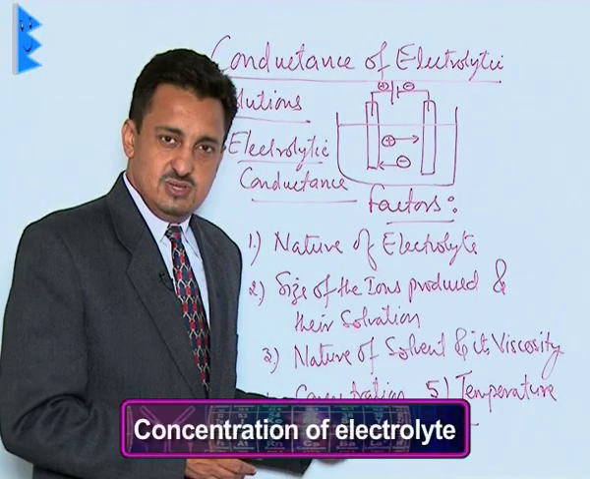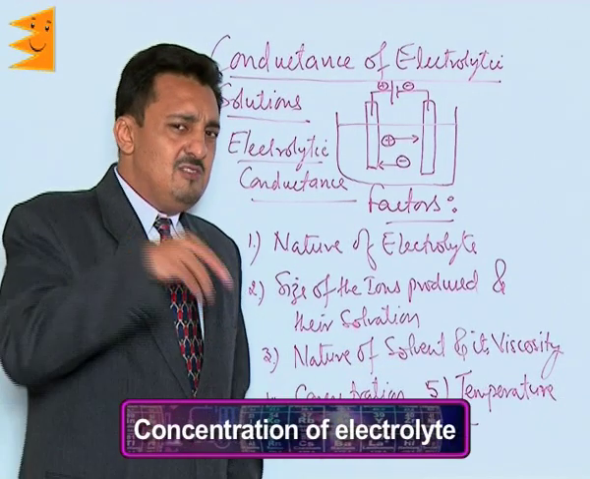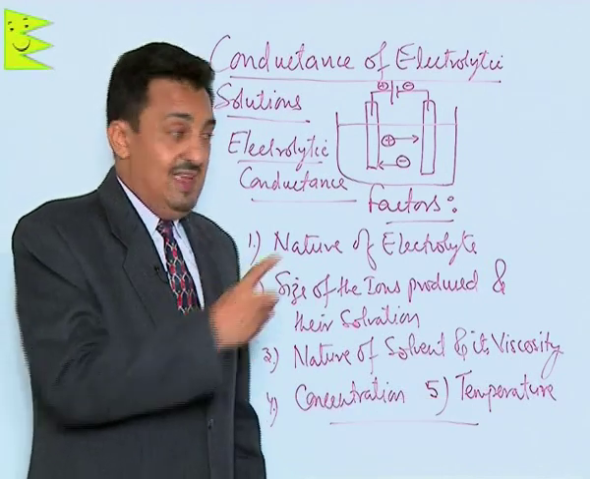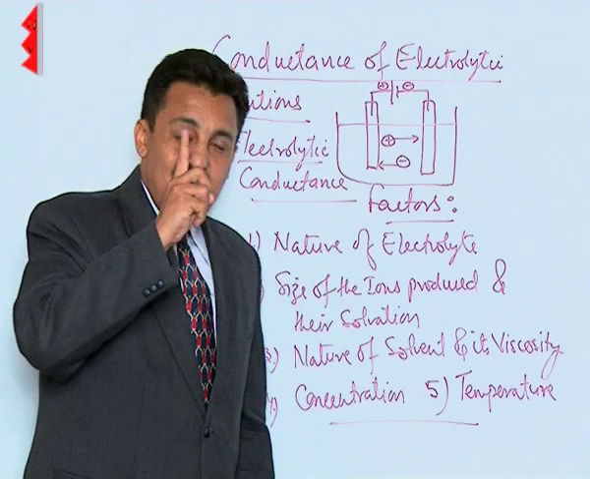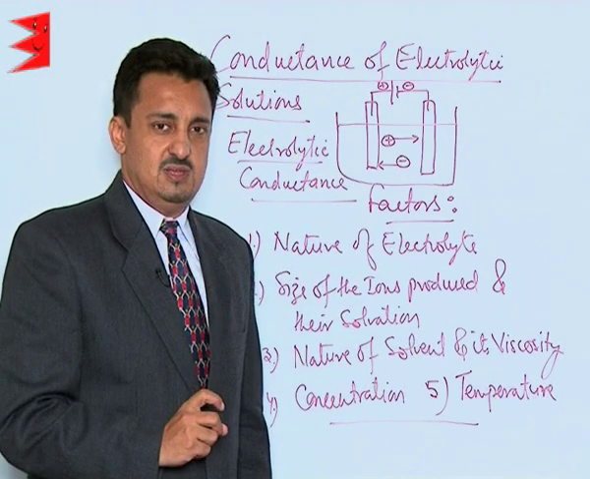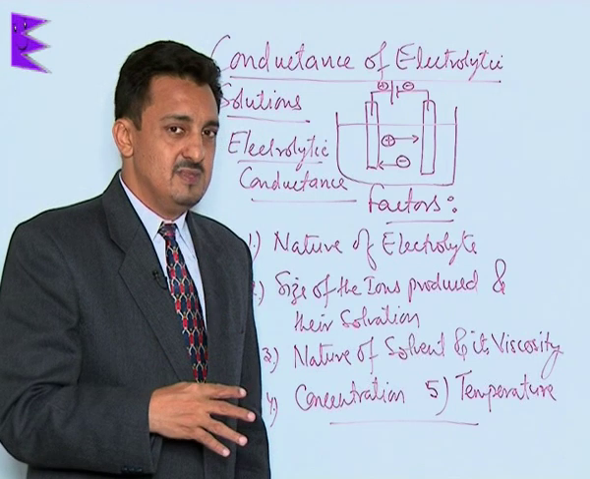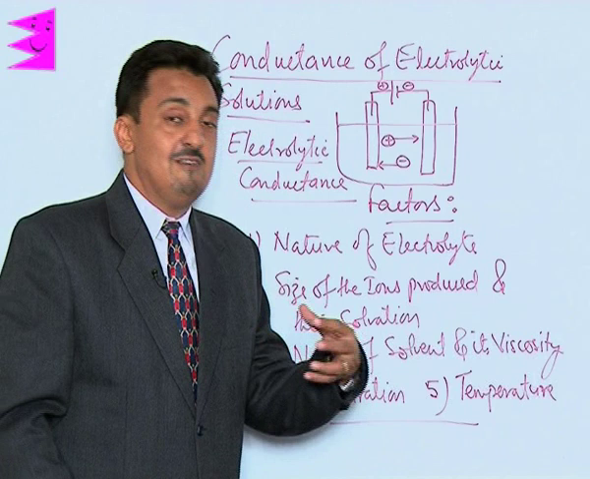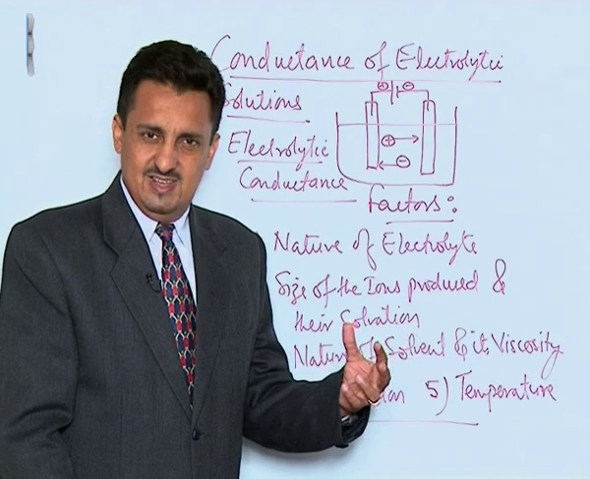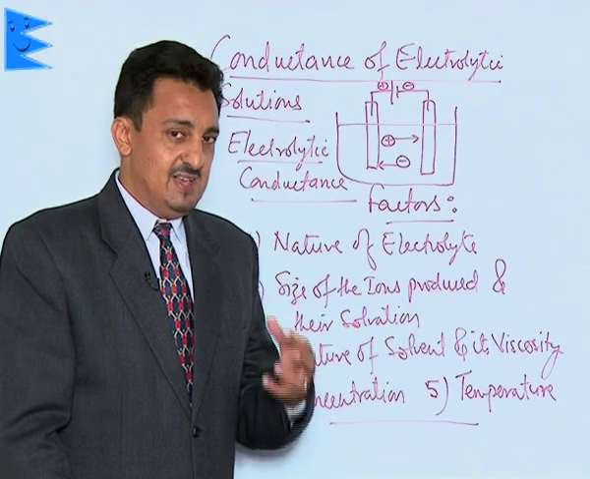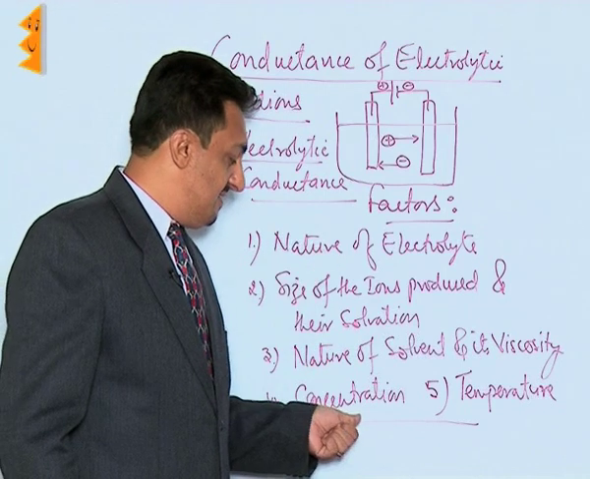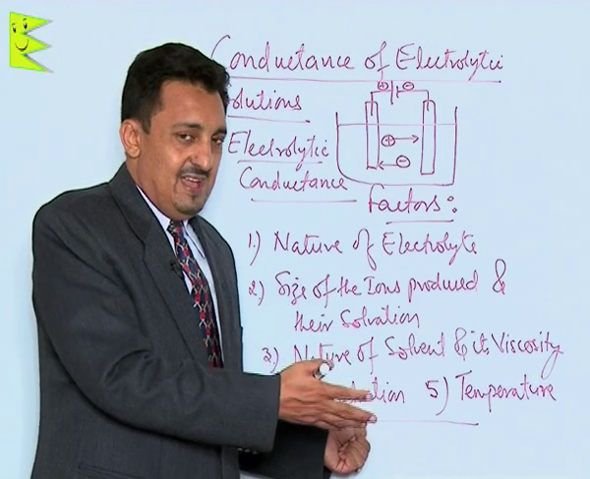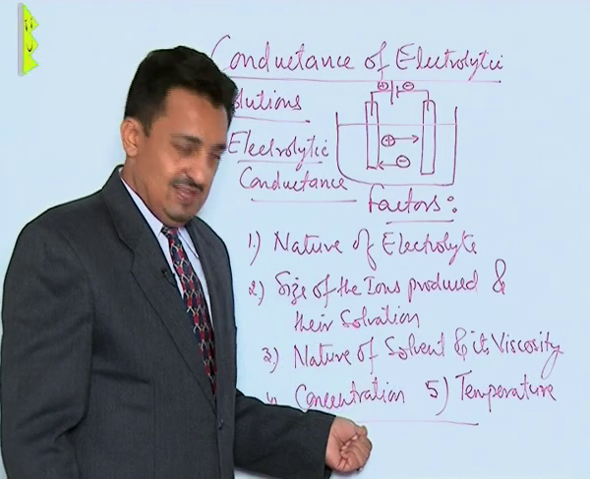Then concentration. We believe that the more ions we take, the more will be the conduction. It's not like this. Remember, electrolytic conductance is inversely proportional to concentration, because the more dilute the ions are, the more interionic space there is between them, and the more freely they will be able to move towards their respective electrodes. That is why the electrolytic conductance is inversely proportional to concentration. Of course, this will be taken separately in more detail later on.